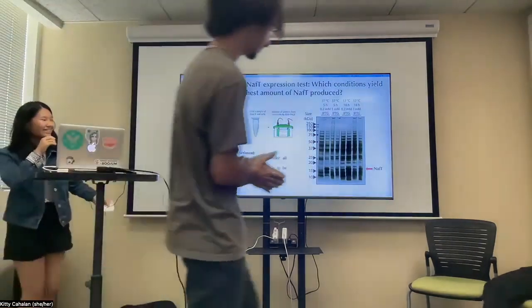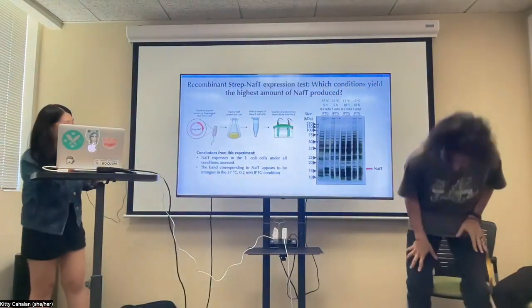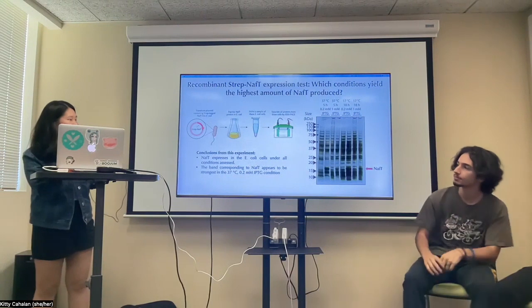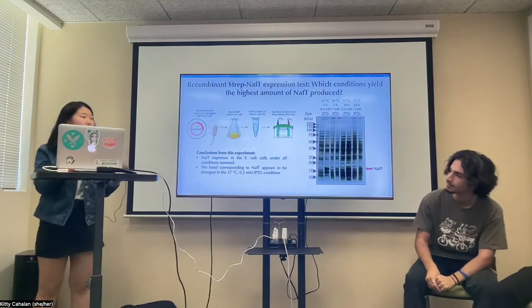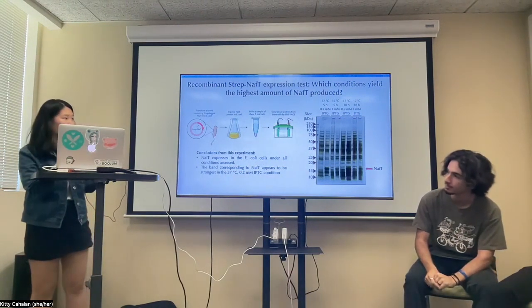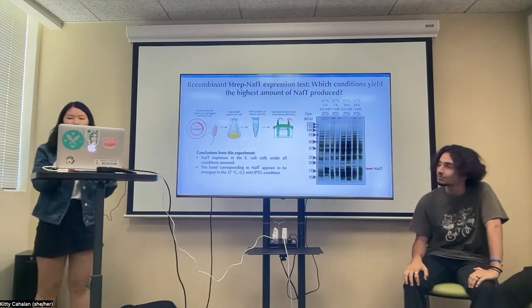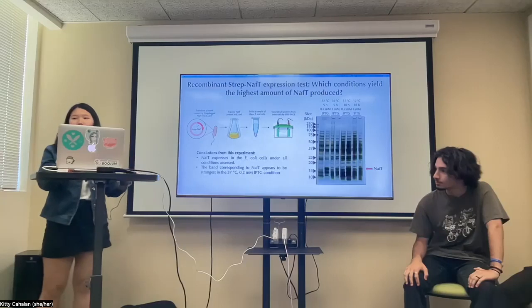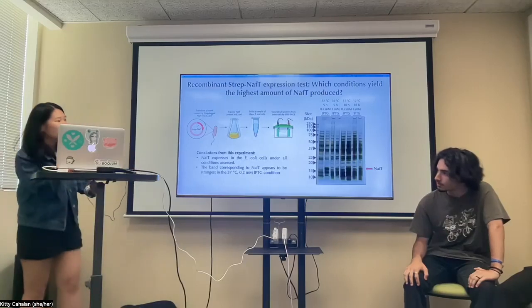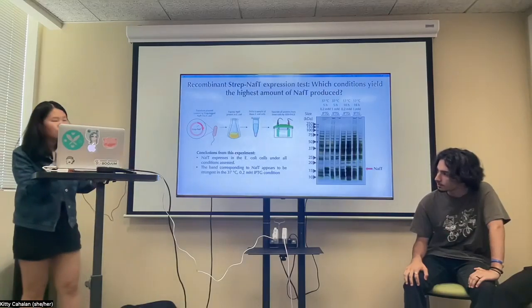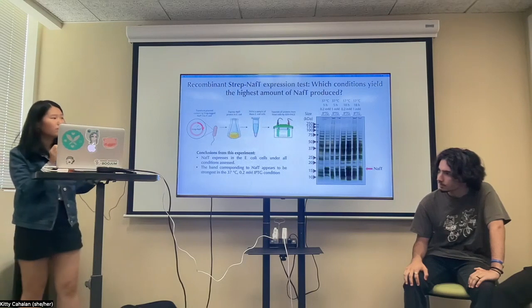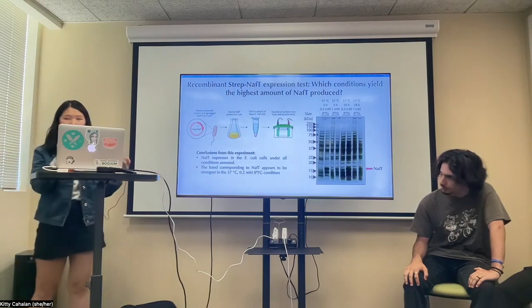All right, and here's the specific process of that entire experiment. So once we have the E. coli cells containing the NAFT tags, we let the NAFT express in the E. coli cells, which really just means we let the E. coli cells grow and develop. And then we took samples of the different E. coli cells under different conditions.